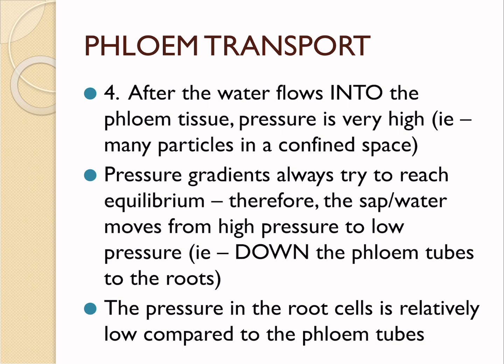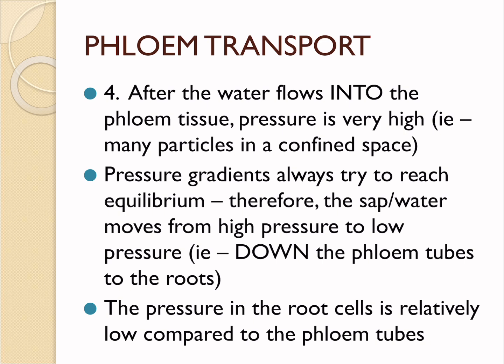It's going to want to move towards an area of lower pressure, which would be down the tubes into the roots. So where water goes from the roots to the leaves, now we have sugar transport that is going from the leaves to the roots. And the vessels that transport this are the phloem vessels. So a lot of pressure at the roots.